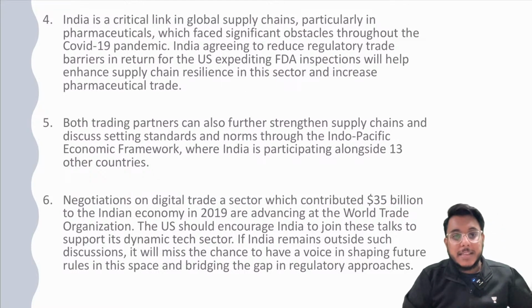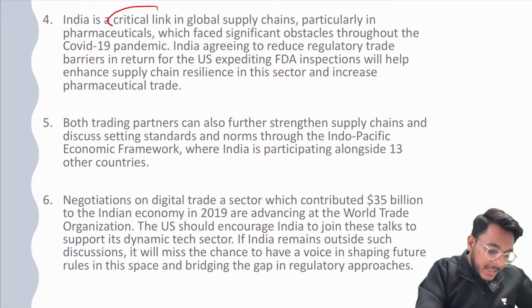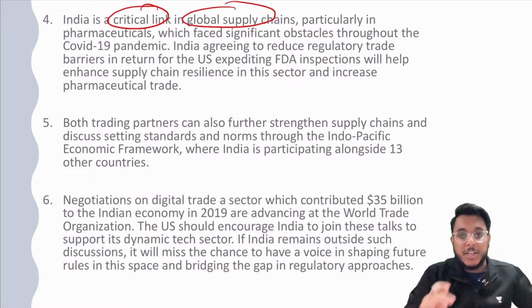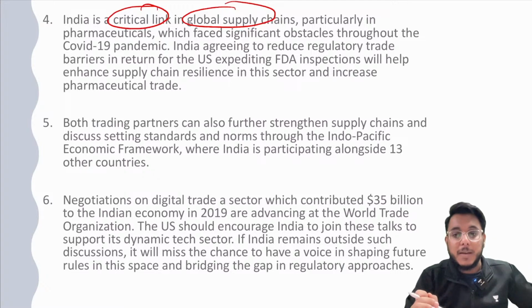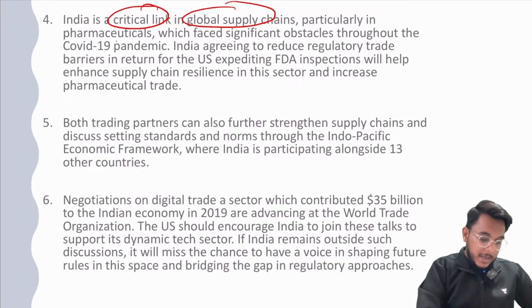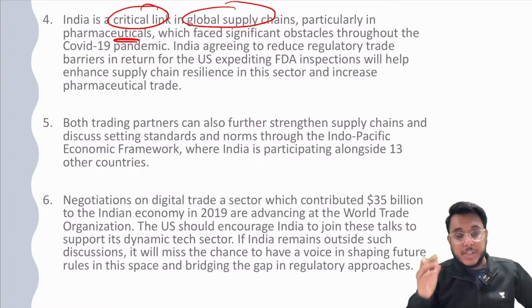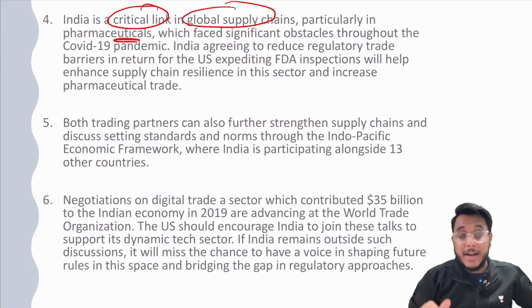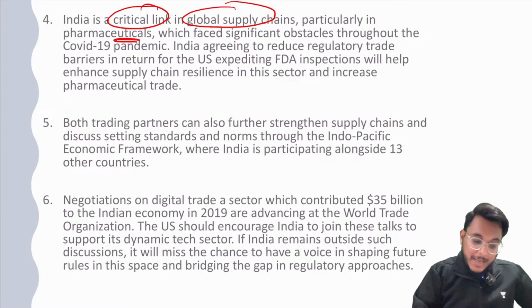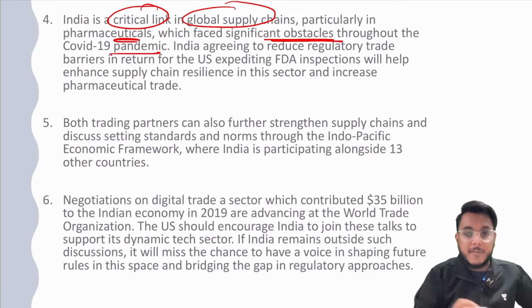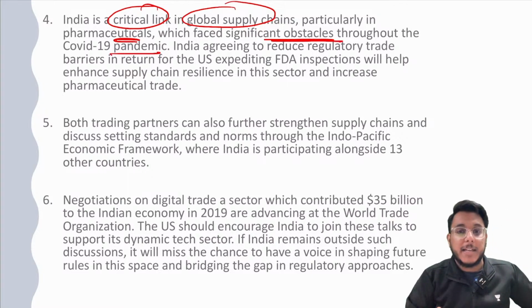Moving on, the next thing being provided is that India is a critical link in the global supply chains. When we talk about global and critical supply chains in pharmaceuticals, India is the largest generic drug manufacturer of the world, and India is even called the pharmacy of the world. Now, India is a critical supply chain in pharmaceuticals, but at the same time, significant obstacles have been faced by India throughout the COVID-19 pandemic.